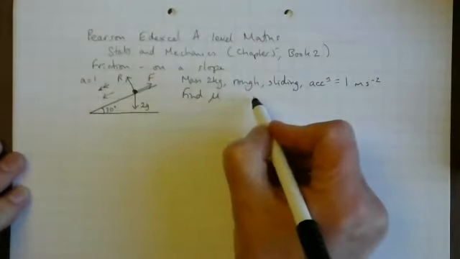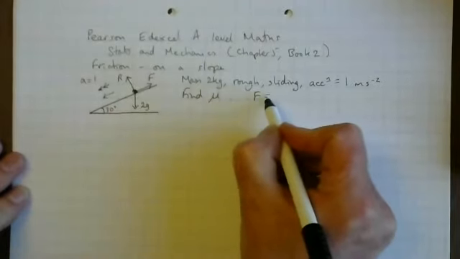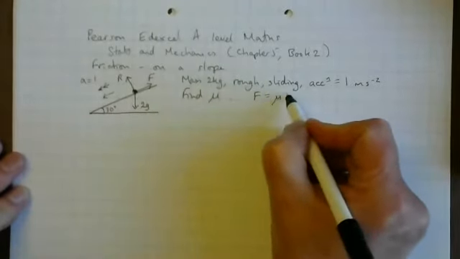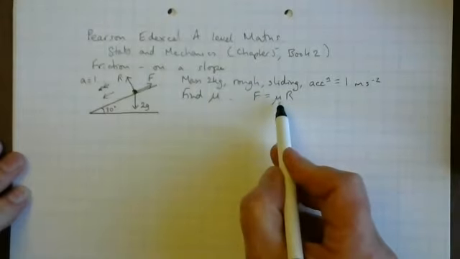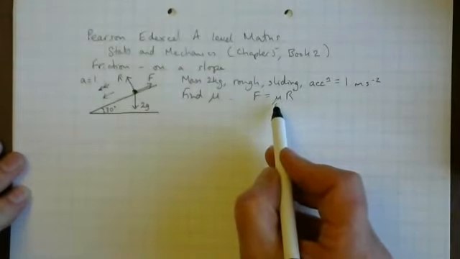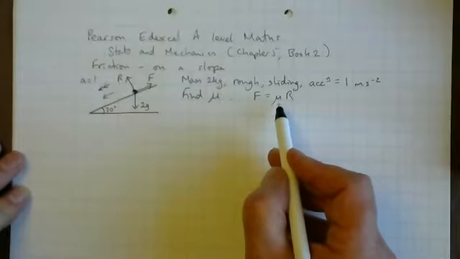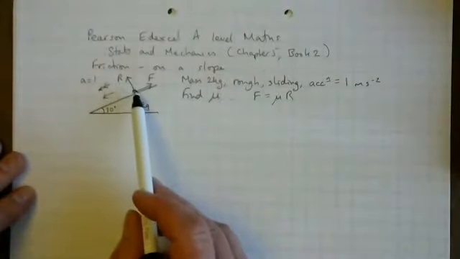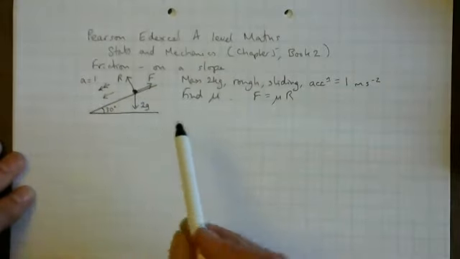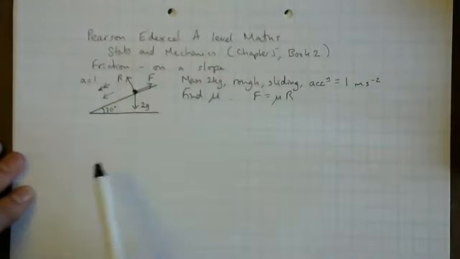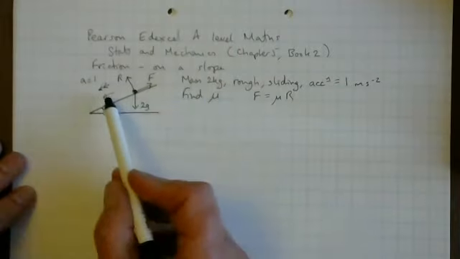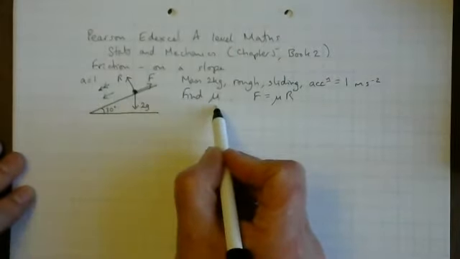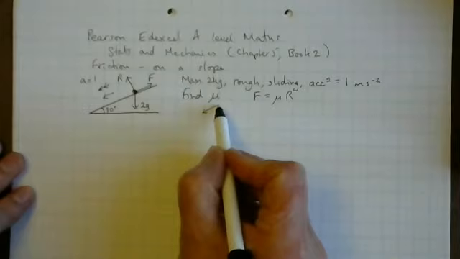So we know that F equals mu R, where R is the normal reaction and mu is the coefficient of friction. So we want to work out what the coefficient of friction is. We can work out what R is, but not yet. So we need to know R before we can work out mu. We've got slope, this direction. The movement is in this direction.